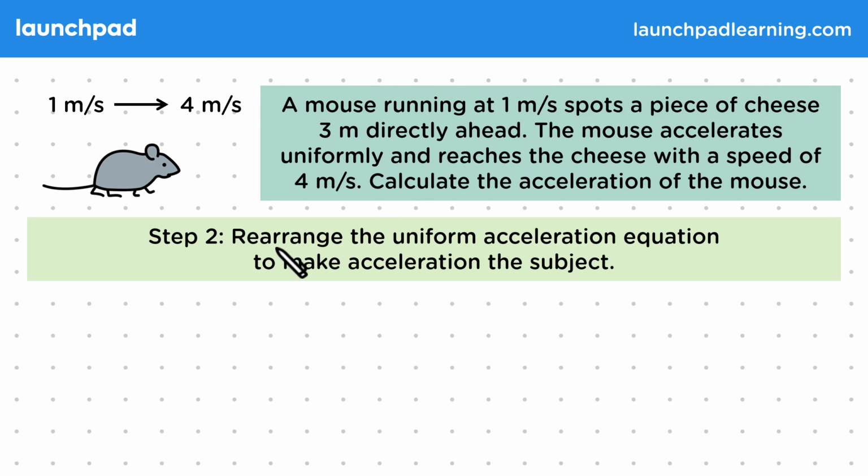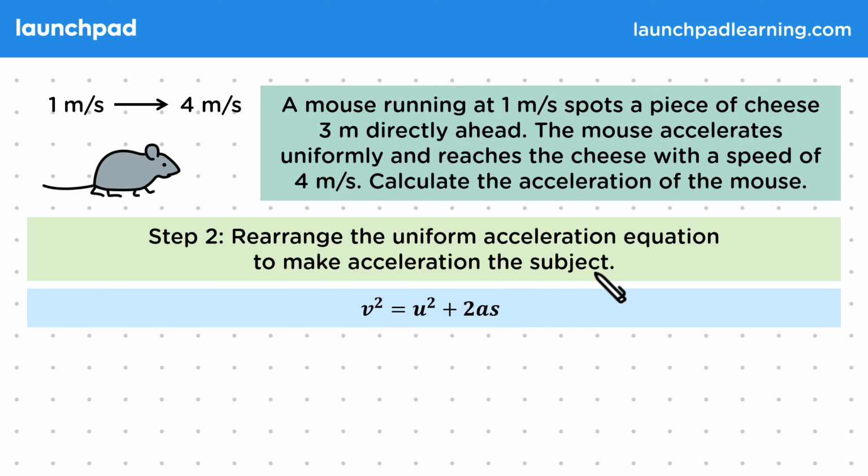For step 2, let's rearrange the uniform acceleration equation to make acceleration the subject. Unlike most other equations in physics, we can't use a formula triangle here. We need to knuckle down and work through the algebra. So don't worry if you find this step difficult. This is probably the hardest algebra you'll need to do. It's worth taking some time to practice just rearranging this equation in various ways if you're struggling.